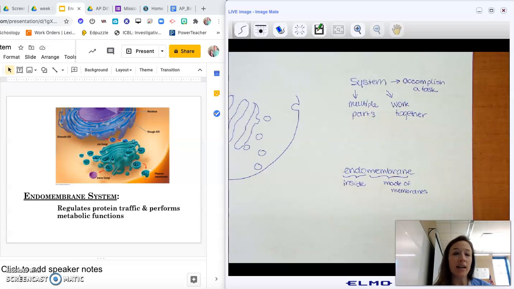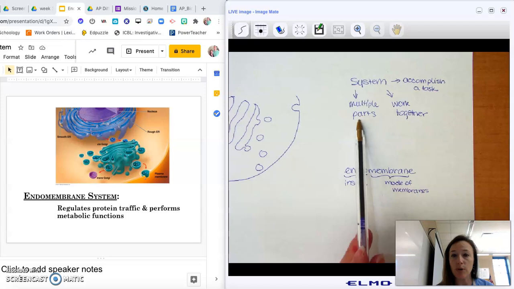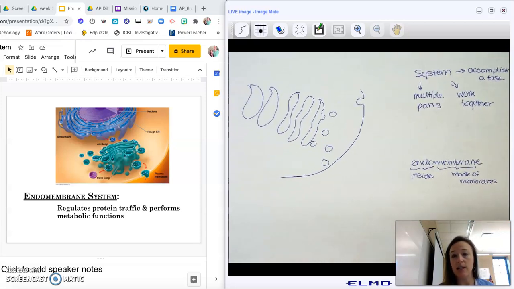They're all working together, and they are now accomplishing a task that each individual one could not accomplish. So while my heart can't pump blood all over my body without the veins and arteries and all that, when you add them all together, then it can accomplish that task, and it can get blood to my toes. And so that's what we're looking at here. We're looking at these pieces of the inside of the cell made of membranes, that's your multiple parts, and these are going to work together to accomplish a task, and that task is going to be transporting lipids and proteins around the cell or even out of the cell.